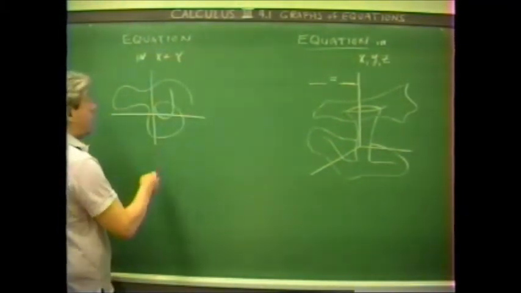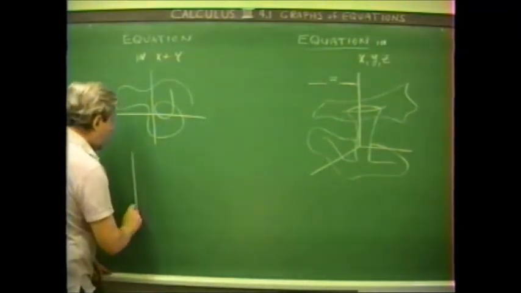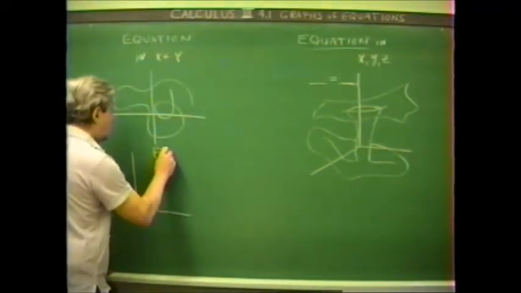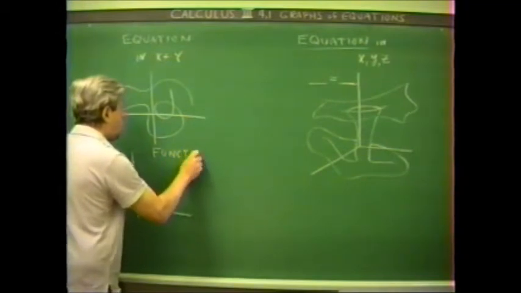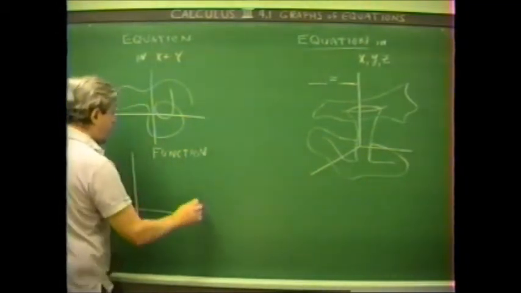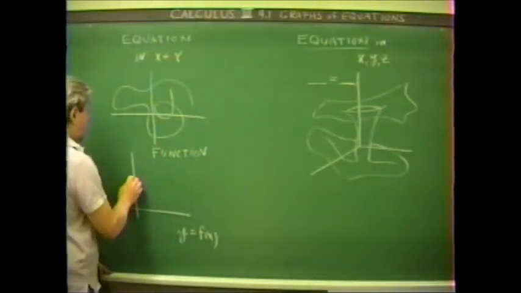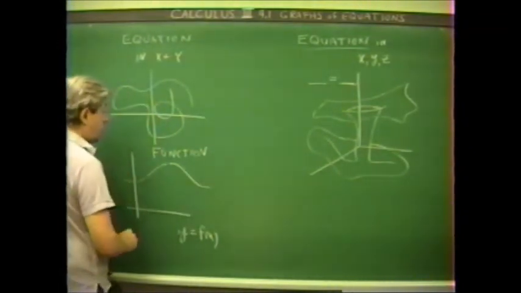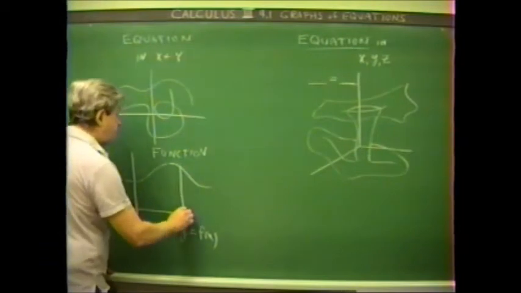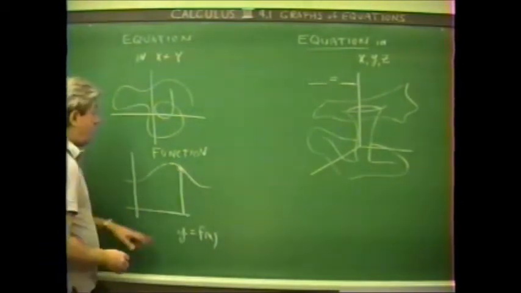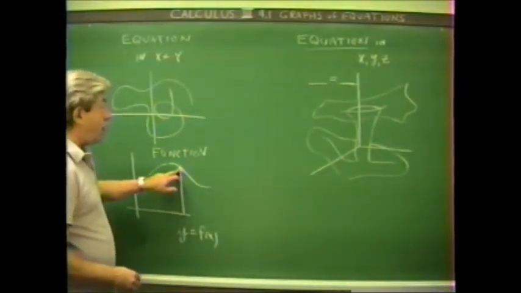A specific type of equation, which we've looked at quite a bit, is a function. This is the equation of the form y equals f of x, and it has a specific type of curve associated with it. Namely, for each point x, there's exactly one y over here.